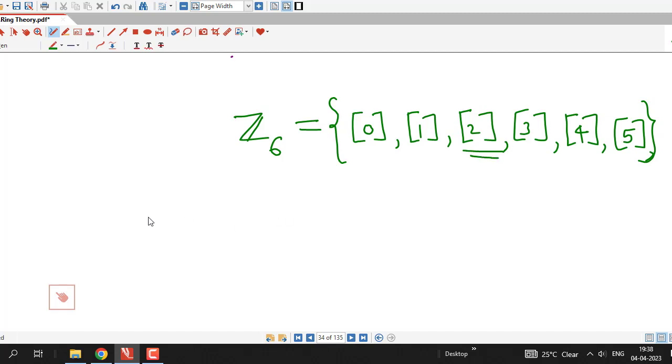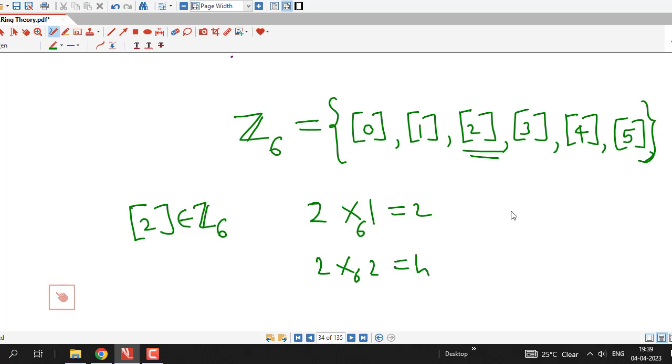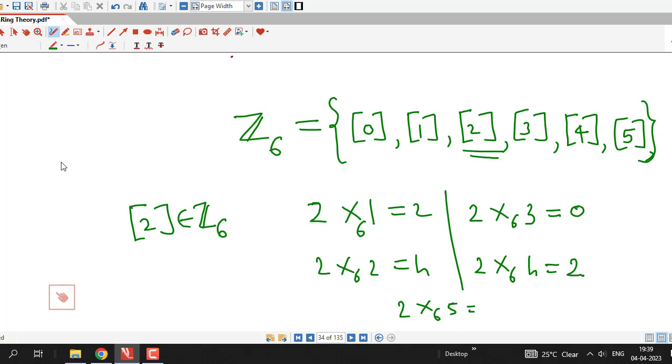For example, if we check for this element 2 belonging to Z6, suppose we start with 1, then we obtain 2. Then if we consider 2 into 2, that is 4. Then 2 into 3, that is 6, and 6 divided by 6 is 0. Then 2 into 4, that is 8, and 8 divided by 6 will give us remainder 2. And 2 into 5, that is 10, and 10 divided by 6 will give us remainder 4. So these are equivalence classes, but I am not writing formally.